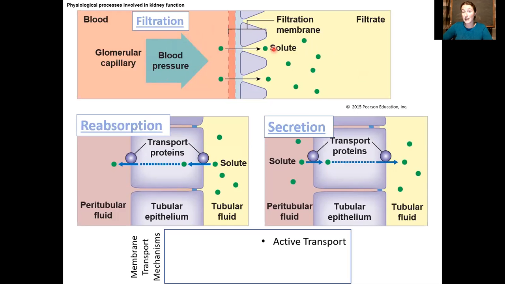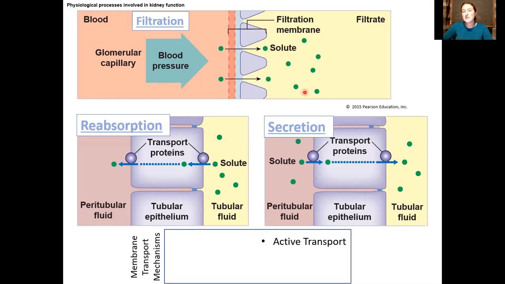Anything that is small enough is going to enter into Bowman's capsule. And this is an indiscriminate process. Pretty much if it is small enough to pass through, it's going to go into the filtrate. And that's why we spend the rest of the time in the renal tubule playing with what is in that filtrate.